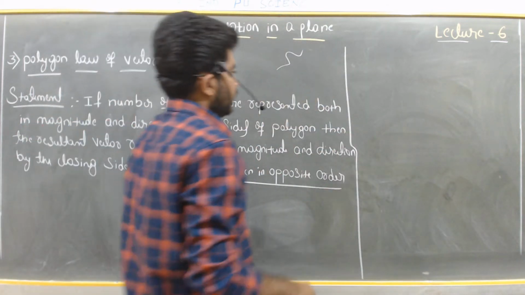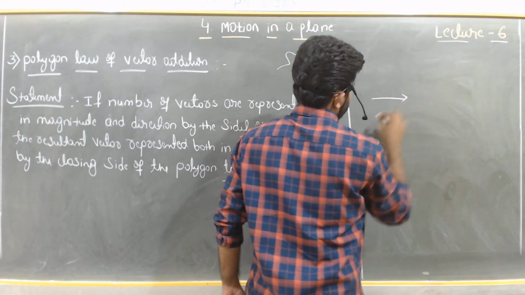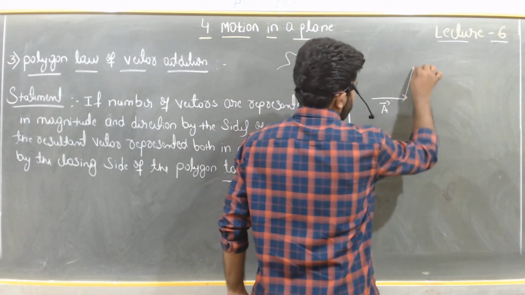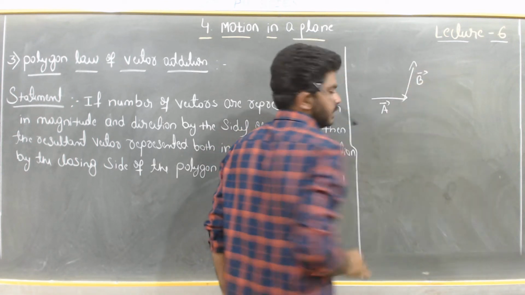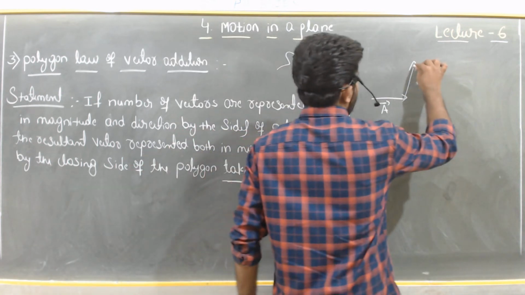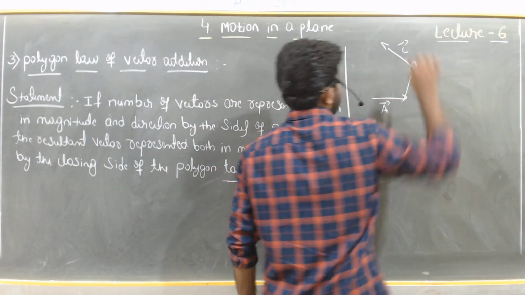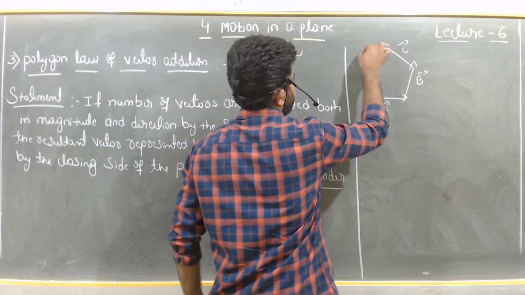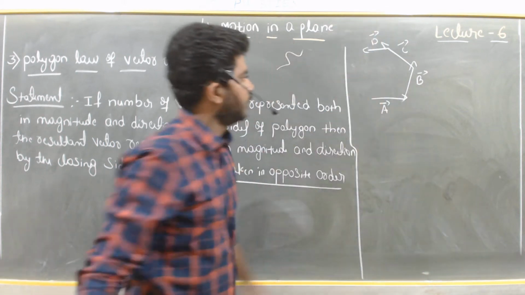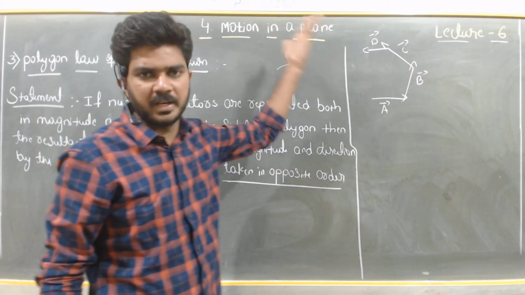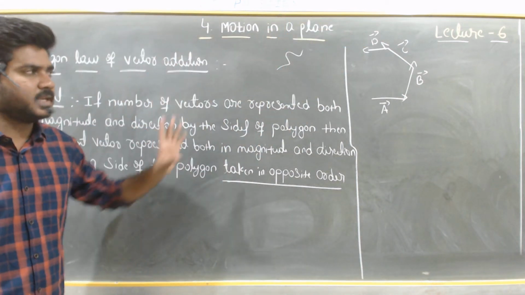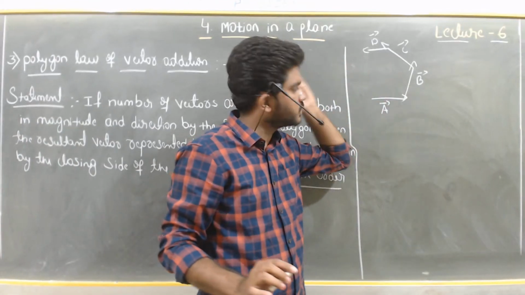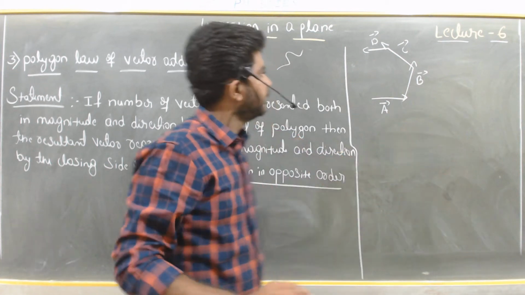See here, assume that I have many vectors: vector A, and another vector B, then another vector C. All these sides are straight lines. And another vector I will take, D. I have taken 1, 2, 3, 4 vectors. You can take many vectors, more than 4, 5, 6, any number of vectors. But the sides must be straight lines. Of course, a vector is always straight, right?